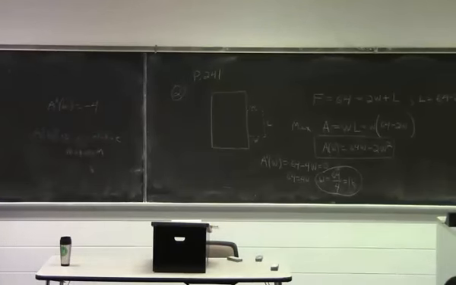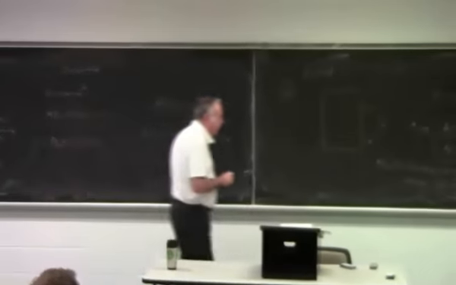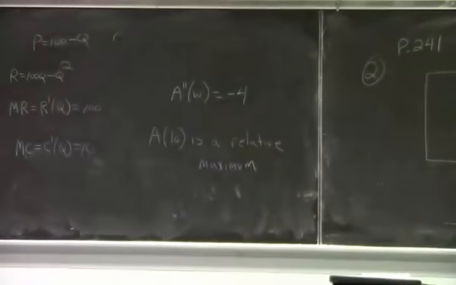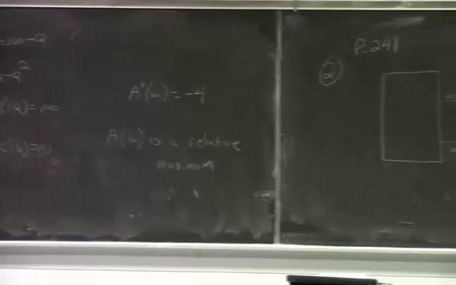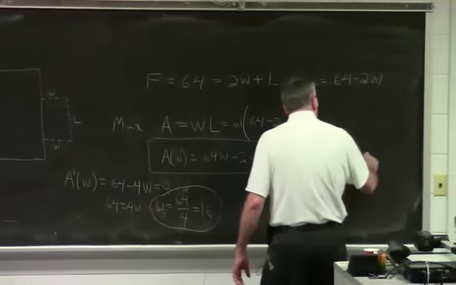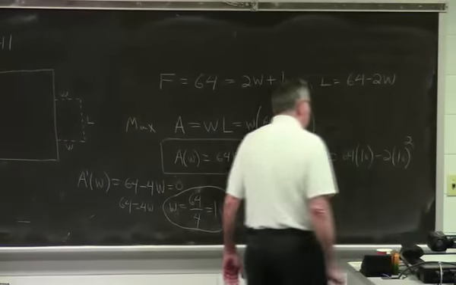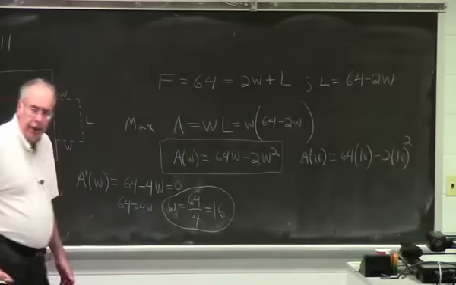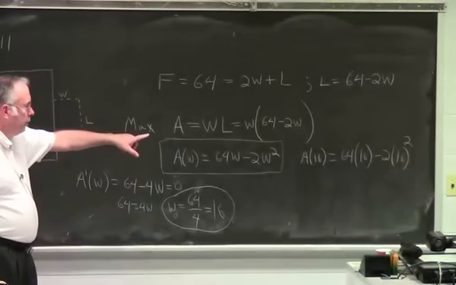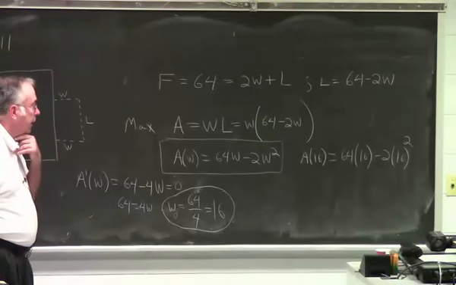Okay. And in fact, A of 16 is what? Well, if we go back to this equation right here, A of 16 is 64 times 16 minus 2 times 16 squared. Now, I don't know if I actually calculated that in my notes, but do that calculation and you'll get the maximum area.